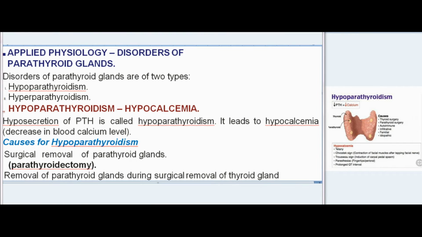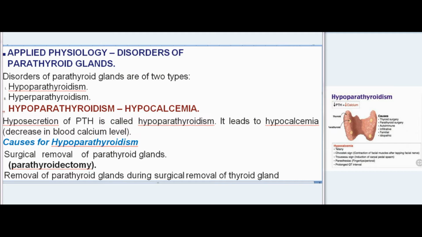Applied physiology, disorders of parathyroid glands. Disorders of parathyroid glands are of two types: hypoparathyroidism and hyperparathyroidism. Hypoparathyroidism, hypocalcemia. Hyposecretion of PTH is called hypoparathyroidism. It leads to hypocalcemia, decrease in blood calcium level. Causes for hypoparathyroidism: surgical removal of parathyroid glands.